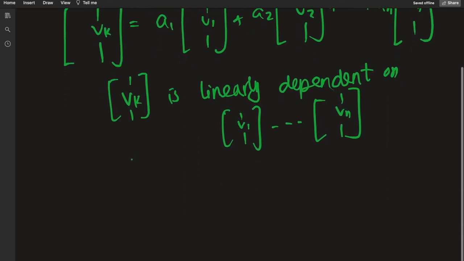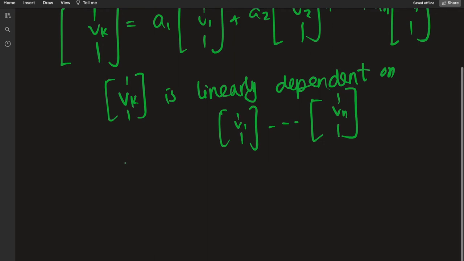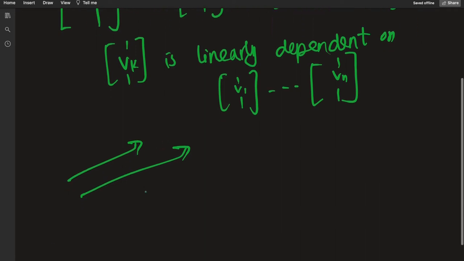And to give you a geometric idea of what this means, say if you have two vectors that are linearly dependent. Two vectors that are linearly dependent are parallel to each other. That's the idea behind it, because you can express the other vector as a linear combination of the first one, and a linear combination of just one vector is just a scalar times that vector.